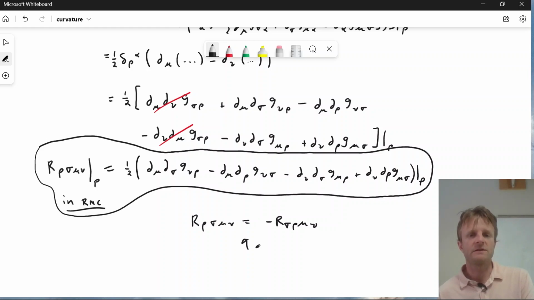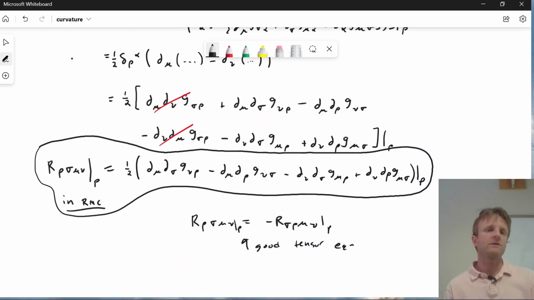And this is a good tensor equation. Okay, so even though we derived it in special coordinates, it'll hold in any coordinates at any point P. And so this Riemann normal coordinate argument gives us a property of the Riemann tensor as a tensor. And we'll go through that next time and derive the rest of the properties that we need as well.